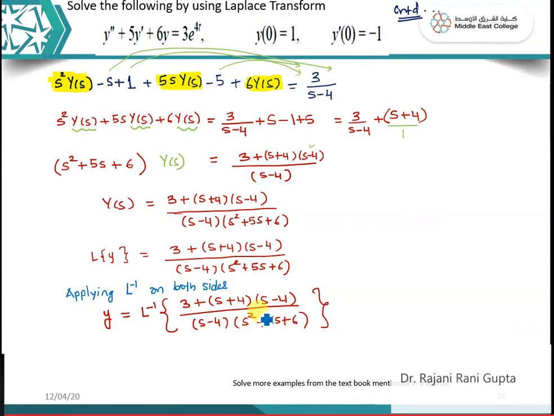Now we know that if we want to take the inverse Laplace transform, again we have to make use of partial fractions. For that we have to factorize the denominator. So what are the factors? s plus 2 and s plus 3, because 2 and 3 are the numbers whose product gives you 6 and whose sum gives you 5.